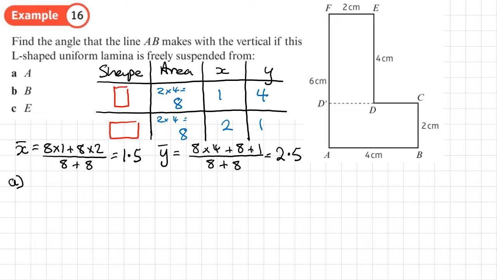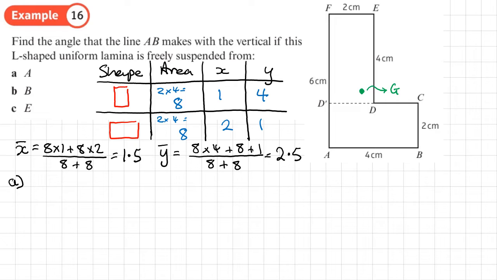So part A, it's being suspended from point A. So we're going to mark in roughly where the center of mass is. So again, 1.5 across and 2.5 up. So it's roughly in this type of position. It doesn't need to be exact, but we need to get it in the right type of place. So that's where G is.